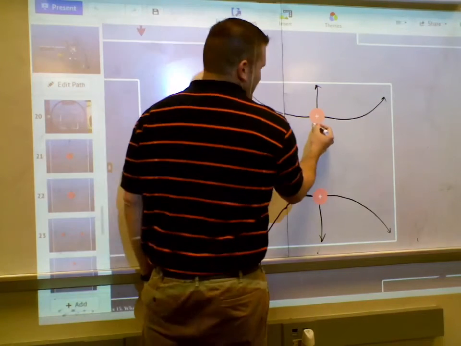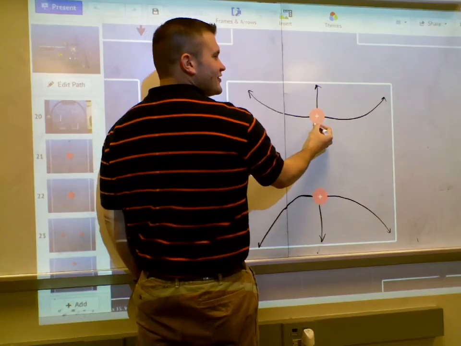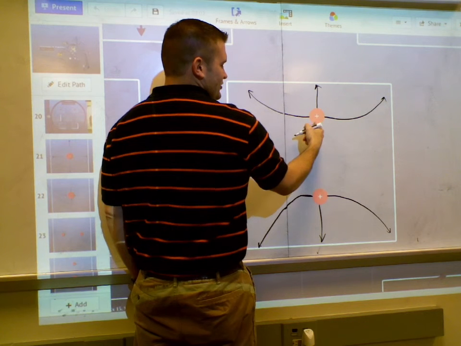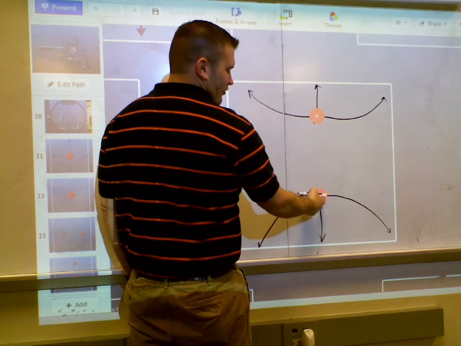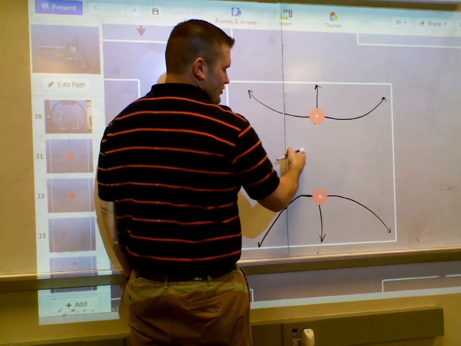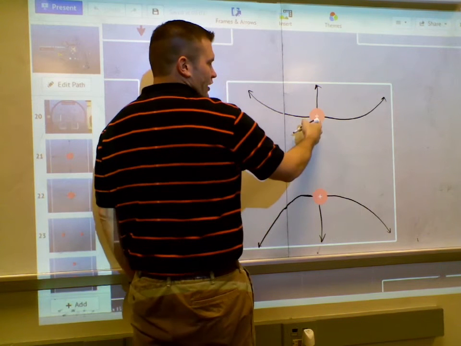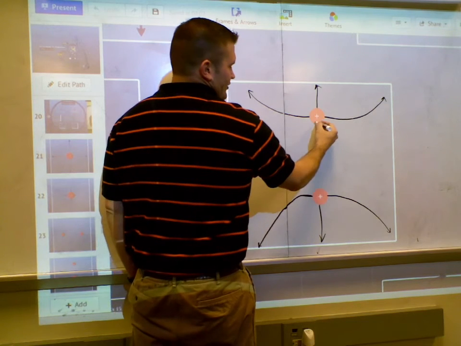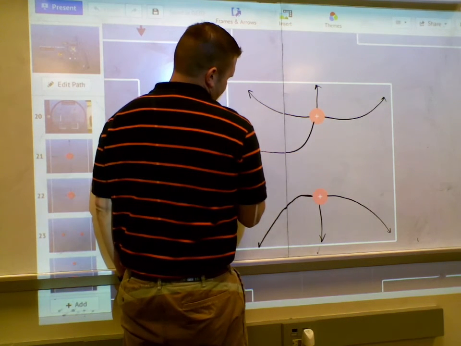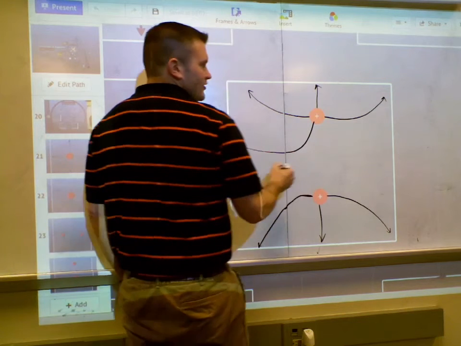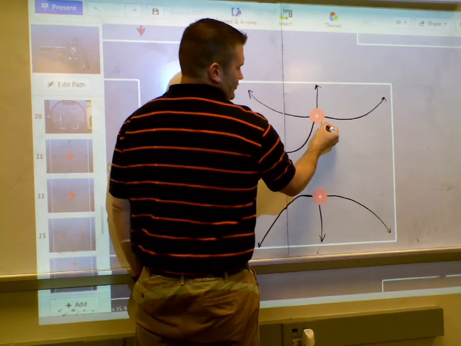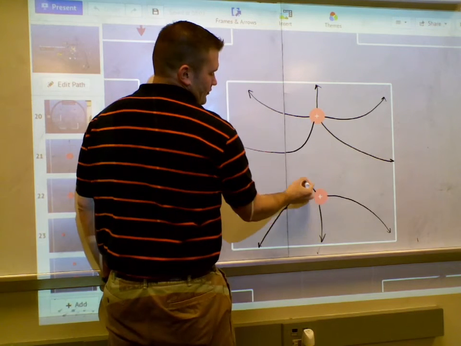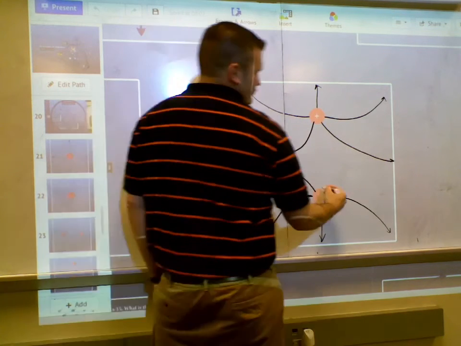Now, what if I put a test charge here? This one's going to shoot it this way, right? If that one wasn't there, the test charge would feel force in this direction. But since this one's here, what happens to that force? It goes curved. So it looks like this. What about right here? What about here? Right here?